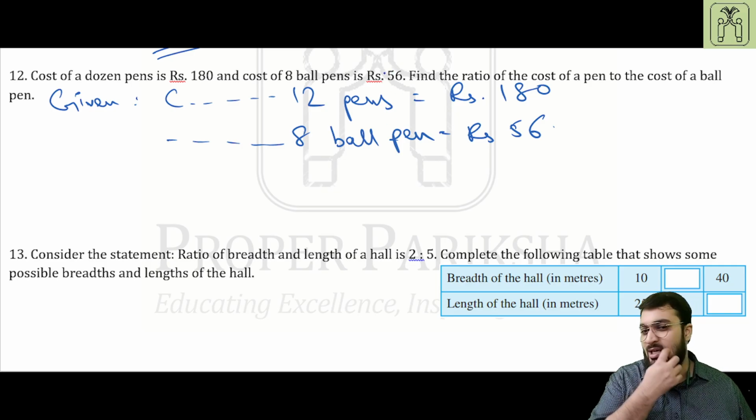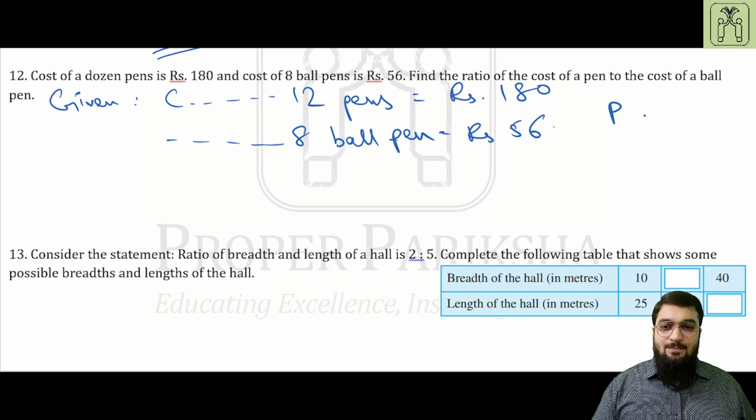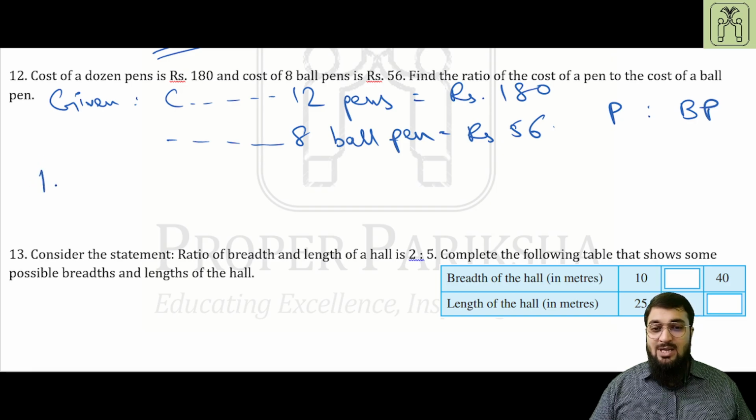Okay, we can also find the cost of the pen by subtracting, but it is not required. So what we'll do, we'll just have to find the cost of pen is to cost of ball pen. So first of all, we have to find out the cost of one single pen. That will be one pen is equal to 180 upon 12.